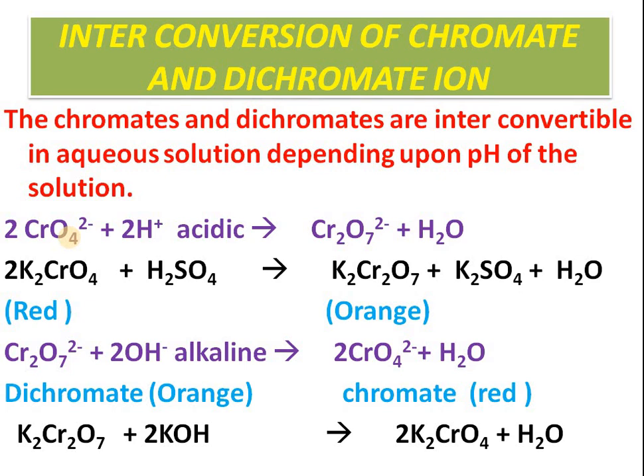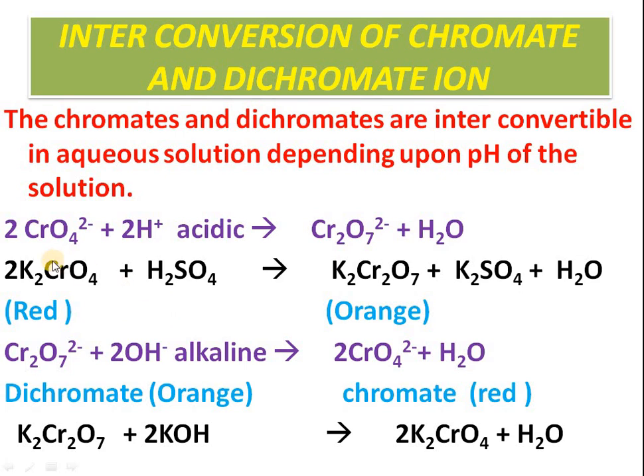Actually at a pH of 4, there is equilibrium between the chromate and dichromate ion. So if pH is decreased, chromate moves towards dichromate. And if pH is increased, that is alkaline medium, the dichromate is changed into chromate. So if pH is low, then dichromate will be prevalent, and if pH is high, then chromate ion will be prevalent.